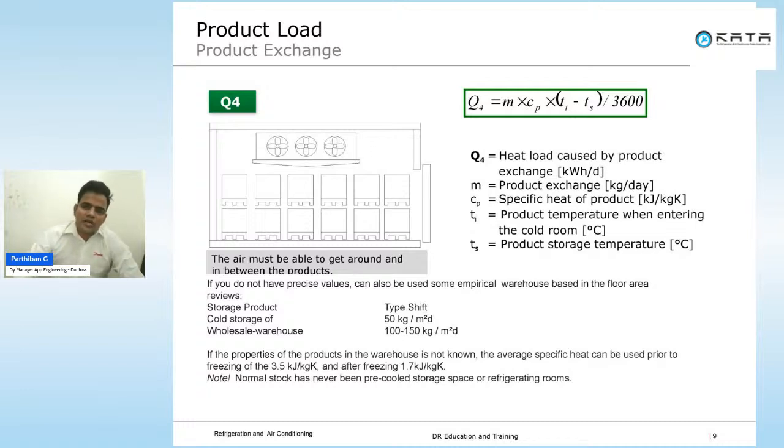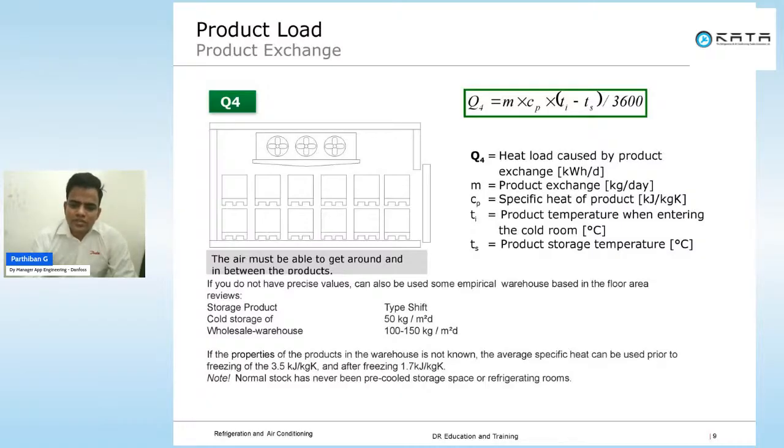If you have proper air circulation, then the load calculation is this: Q equal to mcp delta T. Q is the heat load, M is the mass of product entering the cold storage per day, CP is the specific heat, T1 is the initial temperature, TS is the final temperature. With this, we can calculate the product exchange load.